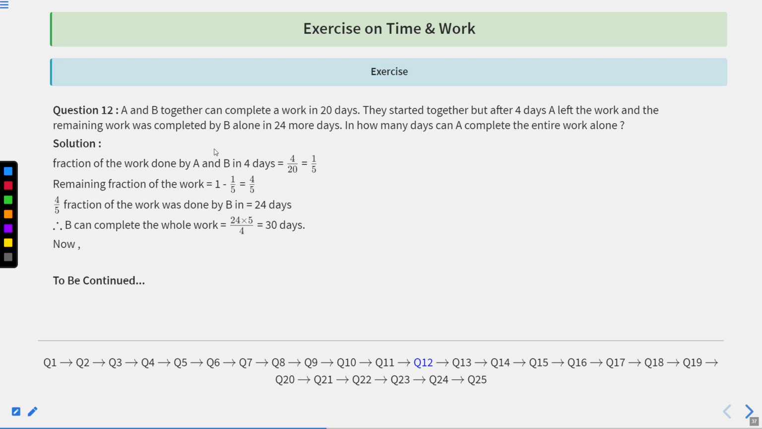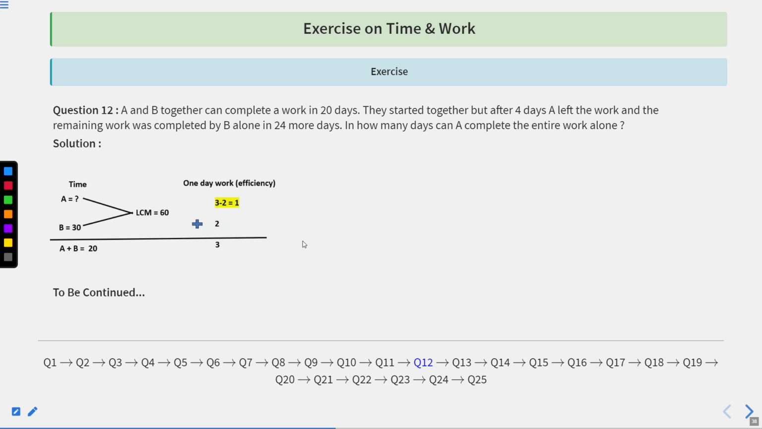So the fraction of work done by A and B in 4 days is given by 4 upon 20, that is 1 upon 5, and the remaining fraction of work is equal to 4 upon 5. So 4 upon 5 fraction of work was done by B in 24 days. Therefore, B can complete the whole work in 24 times 5 upon 4, that is 30 days.